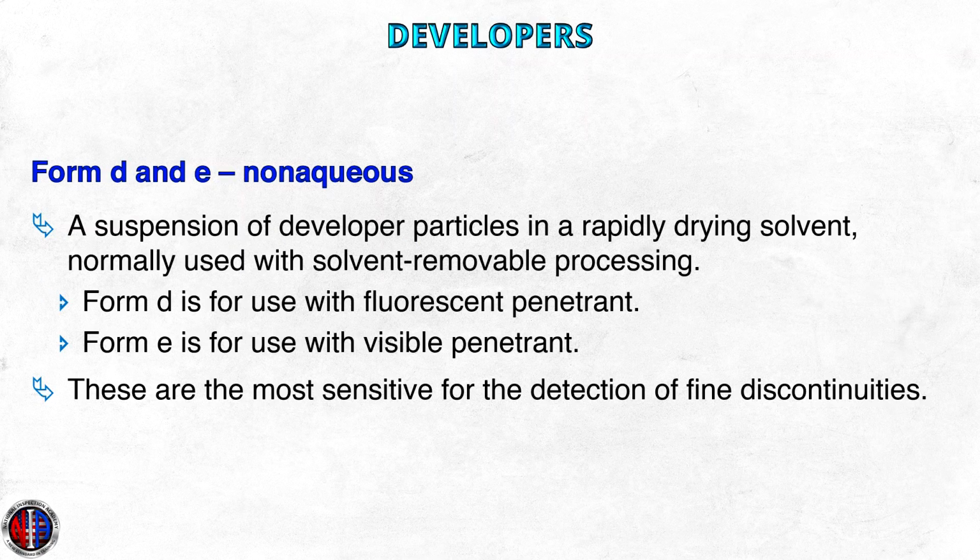Forms D and E. Non-aqueous. A suspension of developer particles in a rapidly drying solvent, normally used with solvent-removable processing. Form D is for use with fluorescent penetrant, and Form E is for use with visible penetrant. Form D and E developers are the most sensitive for the detection of fine discontinuities. As with dry developer, they are applied only to dry test surfaces.